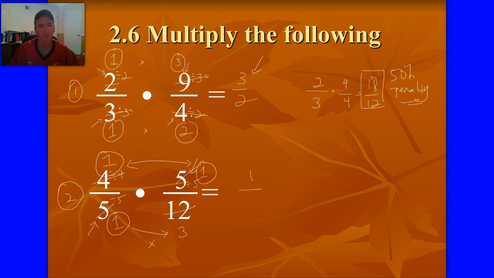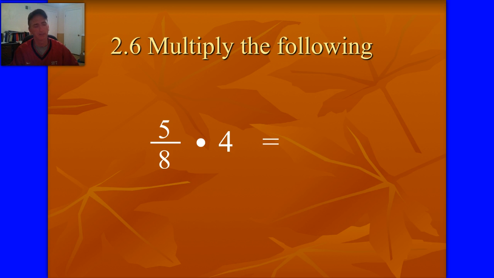1 times 3 on the bottom, 1/3. And there you have it. Okay, reduce your fraction first and then multiply if possible.